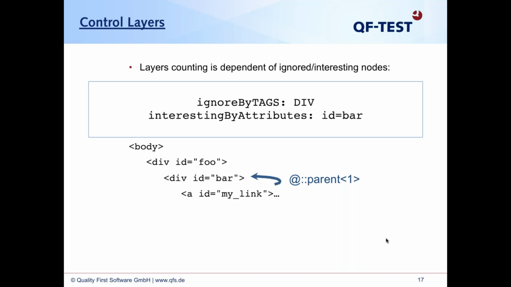So when you use the parent or ancestor addition to your parameter definitions, be aware of the view of QF-Test on your web page and which levels are filtered and which levels are visible. But you can see that easily when you record a component or record a click on a component, and then inspect the hierarchy which is created by QF-Test to recognize the component here.